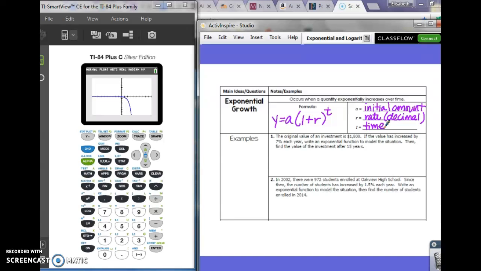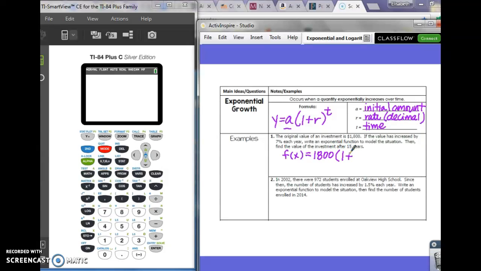So the first example says the original value of an investment is $1,800. If the value has increased by 7% each year, write an exponential function to model the situation, then find the value of the investment after 15 years. So I'm going to use f of x for function notation, but you could just as easily use y. In my formula, my initial value goes first. So in this case, that's $1,800.